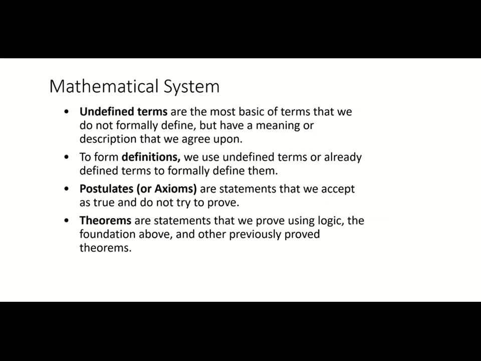We're going to talk about those in the next section, but some examples would be a point in geometry. It's considered an undefined term. A line. How we define a line is really undefined. A plane. Those are just some examples of undefined terms that we will talk about. All right, we will have formal definitions, where we use undefined terms or already defined terms to formally define them. We will talk a little bit in Chapter 2 about what makes a good definition and how we know it's a good definition.